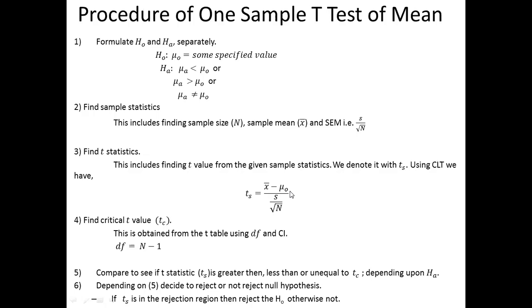Remember, this s upon root n also shows the sampling variations, right? And these sampling variations can be reduced by increasing the sample size. So it is basically the equation which can be related to something like signal to noise ratio. The numerator is the signal and the denominator is the noise. The higher the denominator would be, the lesser would be the t value, and the more difficult it would be to identify the effect. And the lesser the denominator would be, the higher would be the t value.